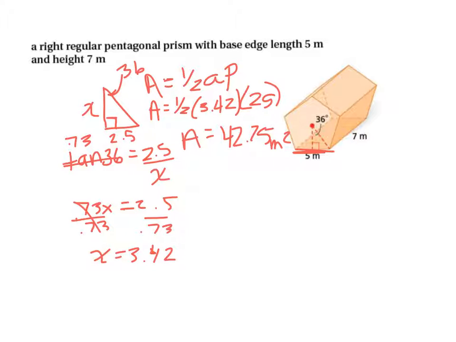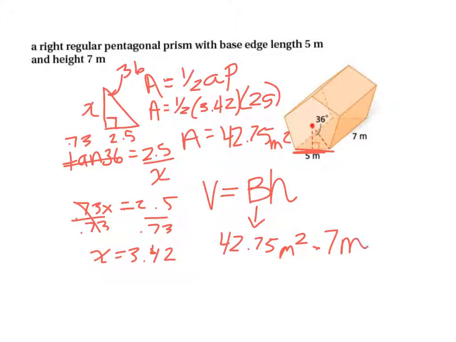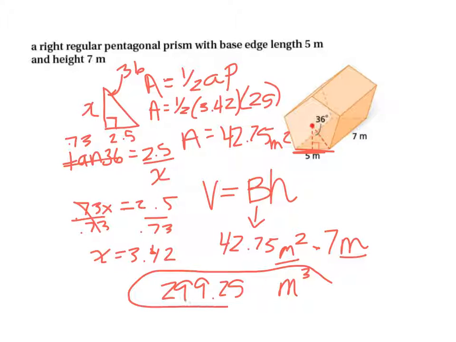So I found the area of my base. Now I have to multiply by the height, because remember, volume is the area of the base times the height. Well, the area of the base was that regular pentagon, which came out to 42.75 meters squared, multiplied by the height, which is 7 meters. Well, just looking at the units, meters squared times meters would be meters cubed. When we multiply, we add the exponents. So I know my units are meters cubed, plus it's volume, so it's going to be meters cubed. So now I'm just going to multiply 42.75 times 7. 299.25 meters cubed.